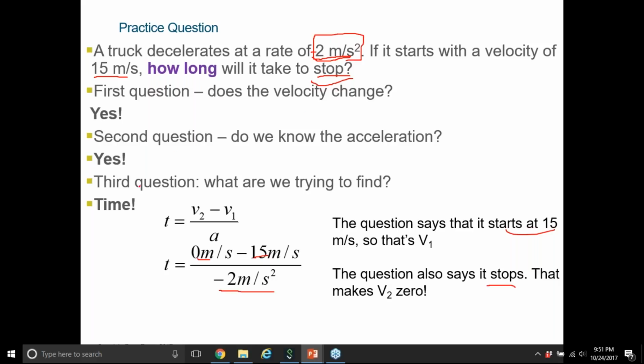And so we've got that in there. When we go to solve this problem, remember that anything on one side of a dividing line, you just pretend it's in parentheses. You do that first. So you take 0 minus 15 first, and then you divide it by negative 2. So 0 minus 15 is negative 15, divided by negative 2 gives us 7.5 seconds. And that's our final answer.